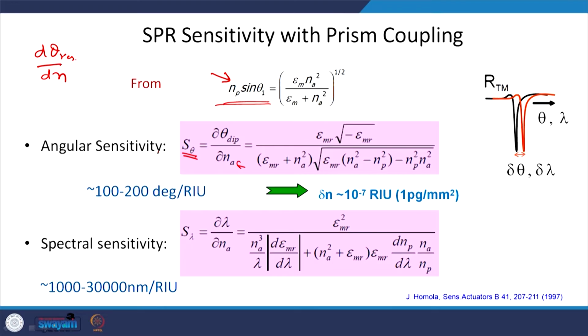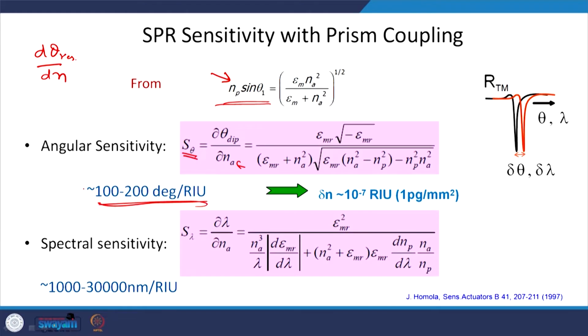If you put roughly the values for epsilon m r, which is the real part of the metal dielectric function, and np, the prism refractive index, and Na, the refractive index of the analyte, then you get about 100 to 200 degree per RIU, that is a huge sensitivity. So, it can detect delta n values of about 10 to power minus 7 refractive index unit, which is about 1 picogram per millimeter square, it is very small.